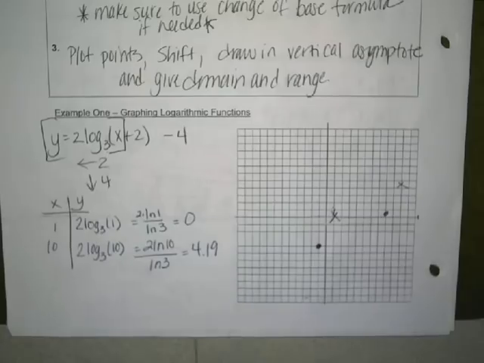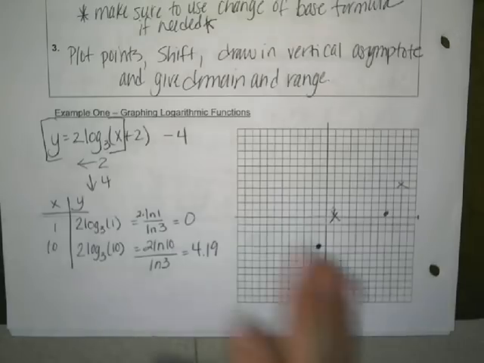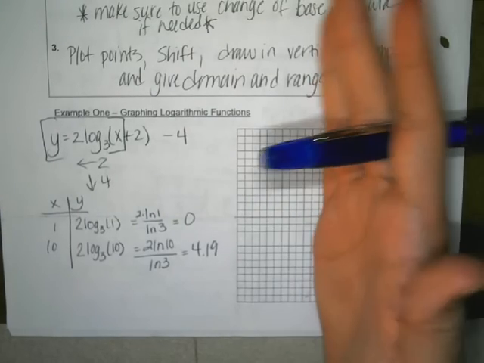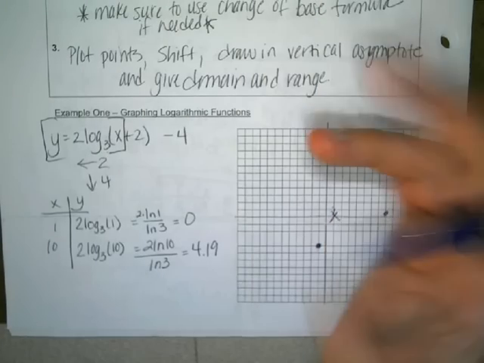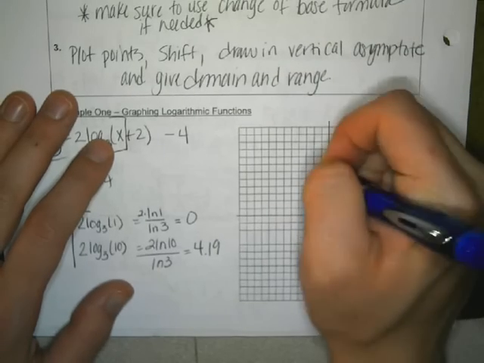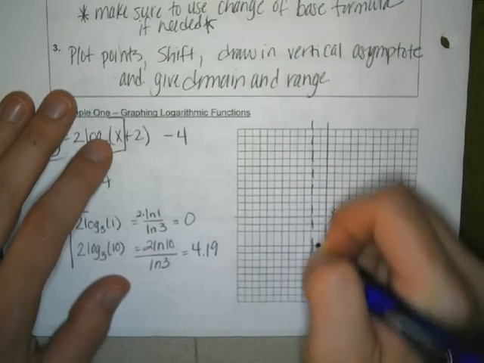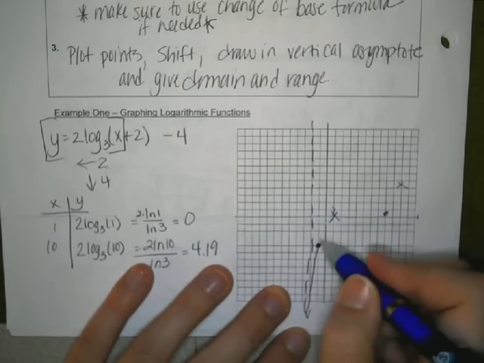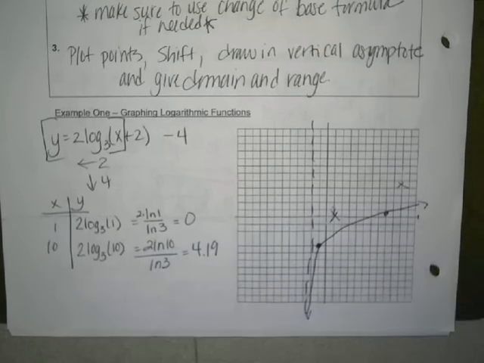And the other thing to keep in mind too is logs are opposites of exponentials. So exponentials have a horizontal asymptote that they follow. Logarithms have a vertical one. Now the vertical asymptote is always at the y-axis until you shift left or right. So because I shifted left 2, I'm going to have to draw my asymptote at x equals -2, and then I can follow that up until it hits my curve, hits my point.